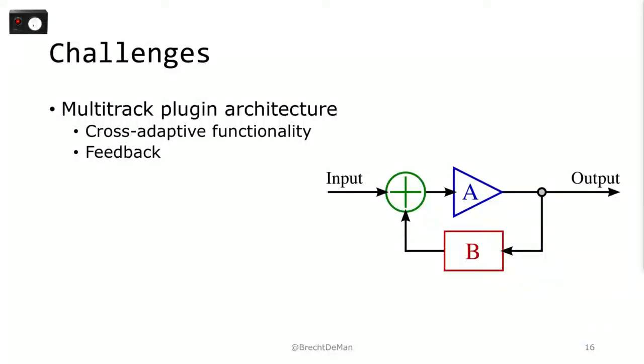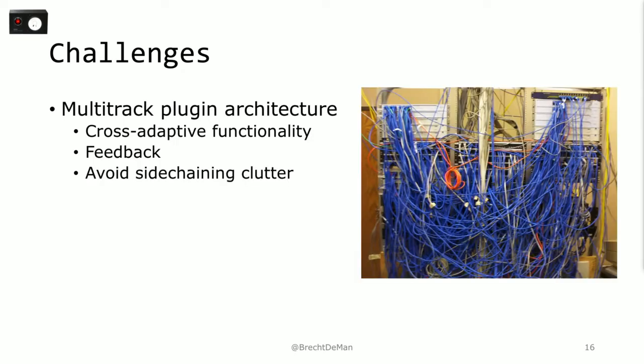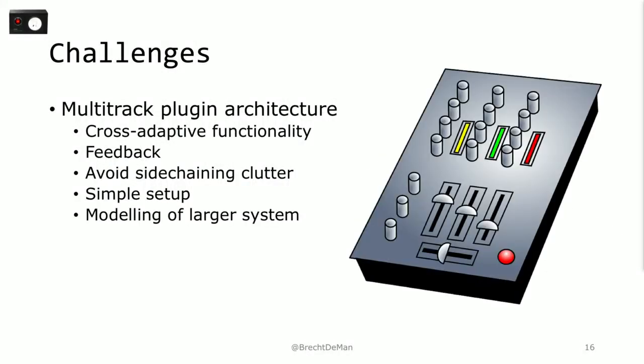And also you might want to actually listen in on the output of the mix and how that is being changed in response to what you're processing with this plugin. As I said, you could do some side chaining, but it's basically up to the user to set this up, and it will be very cluttered. It's not very interesting. So in order to have a simple setup, a multi-track plugin architecture might be what you want. It also allows you to model larger systems of any sort, whereas plugins are very single track and very here and now in terms of the signal.